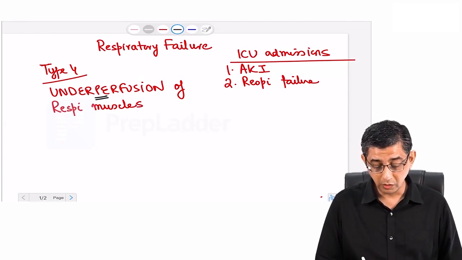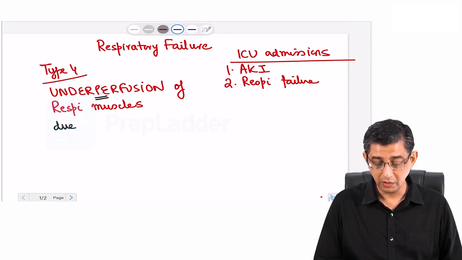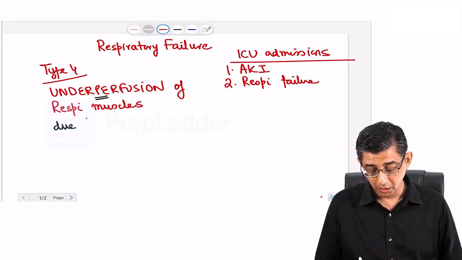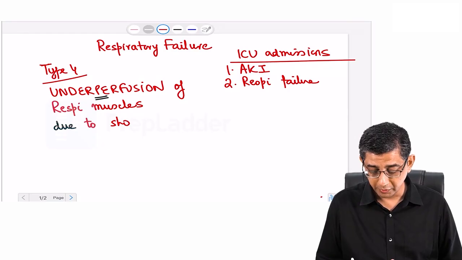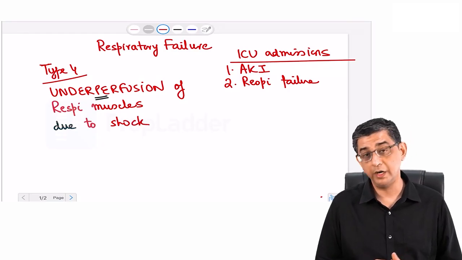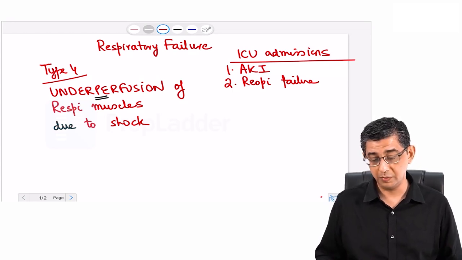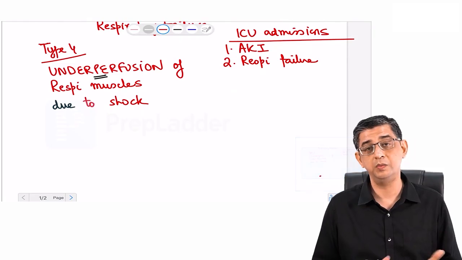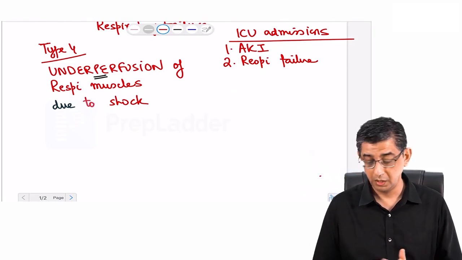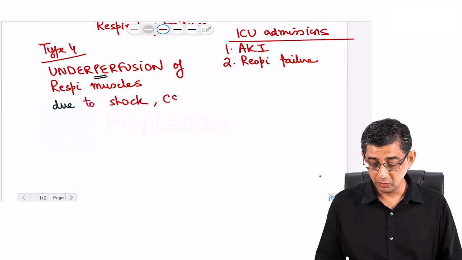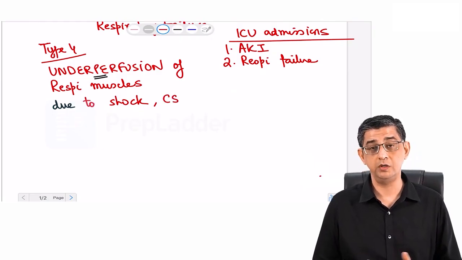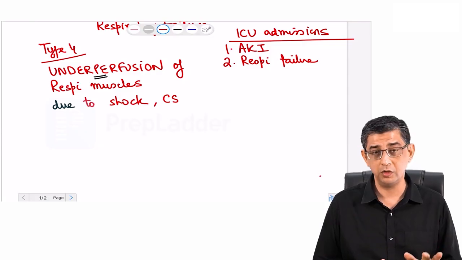On this, the query of most doctors is why is that so? So obviously the invariable cause for this would be shock. It could be any variety of shock. It could be distributive, hypovolemic, cardiogenic shock. And the bad news is that in any variety of shock, because the blood supply to vital organs is affected, even the respiratory muscle blood supply is compromised. I would like to specially point out cardiogenic shock as one of the important causes for type 4, though any of the varieties of shock will cause it.